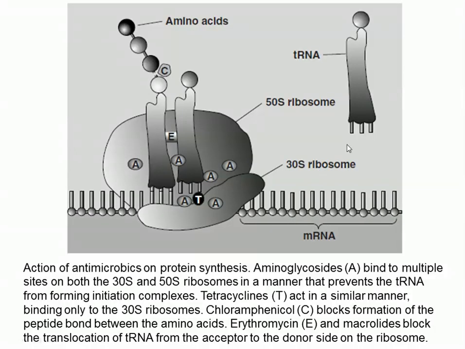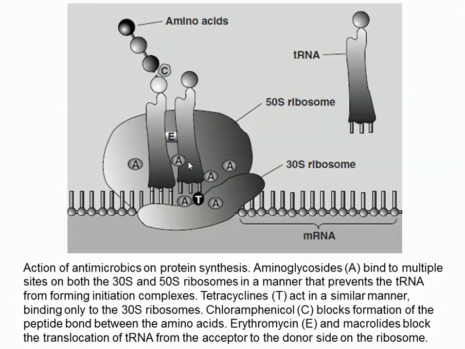For example, you can see in this picture, this is the process of translation. This is the mRNA, this is a ribosome, and this is a tRNA. The one labeled A is an aminoglycoside group antibiotic. These antibiotics prevent the formation of the initiation complex, which means they inhibit the tRNA from binding to the ribosome, so that the translation cannot be initiated.